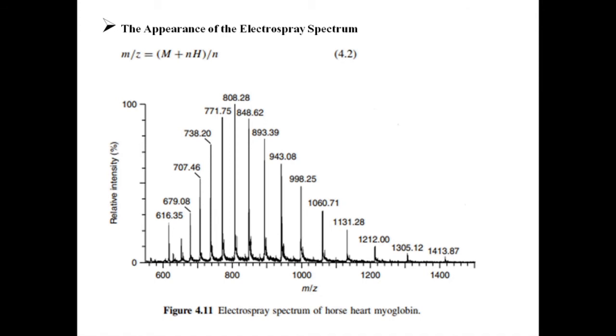The only directly measurable variable in this equation is the mass to charge ratio, and therefore in order to determine the molecular weight, that is capital M, we must be able to determine the number of charges on the ion whose mass to charge value is known. This may be carried out by considering the relationship given in equation 4.2 for two adjacent ions in the spectrum.